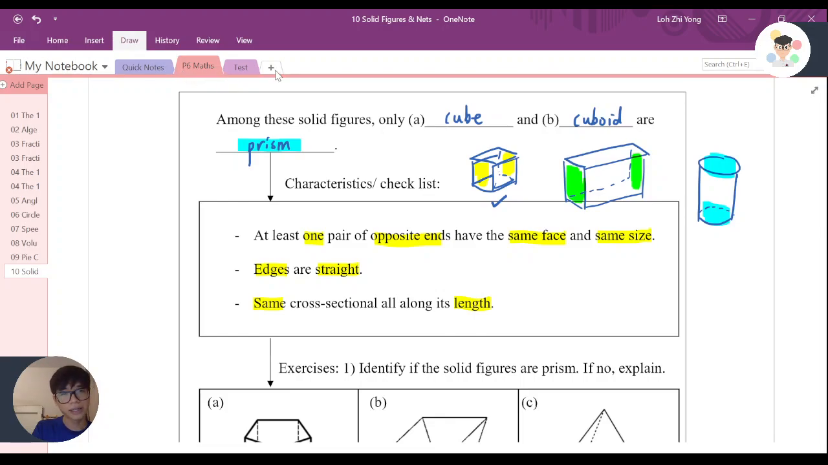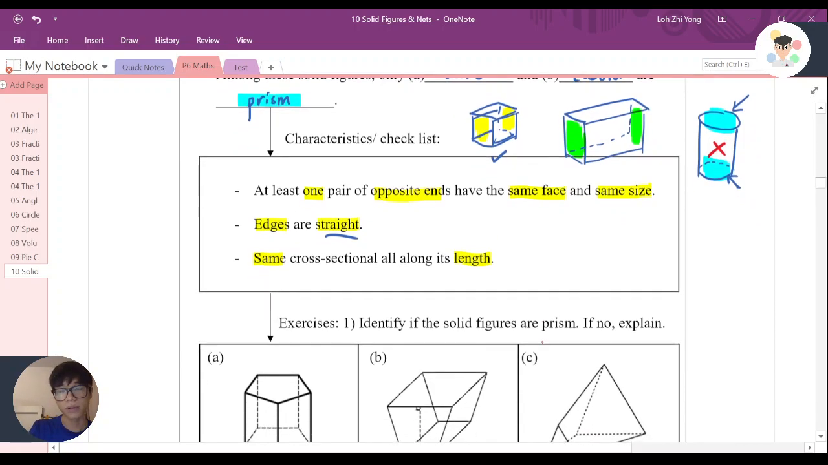Again, here it says that the edges are straight. However, this edge is actually not considered straight. So this is not considered a prism. This is not considered a prism.